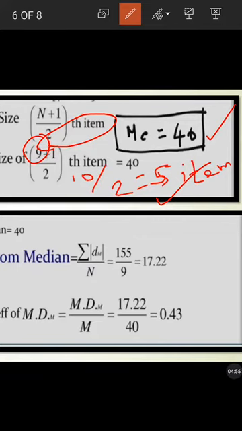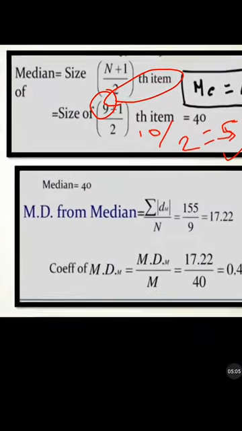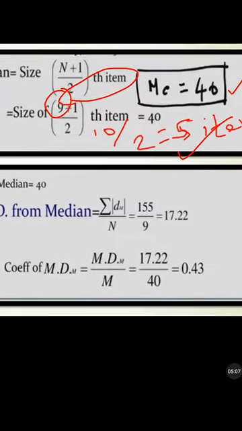அதுக்காக first step என்ன பண்ணணும்? We have to calculate median. Then only we can move on to mean deviation. Okay, so what is the formula for mean deviation? That is, you can see that formula. Mean deviation from median is equal to summation d bar by n.